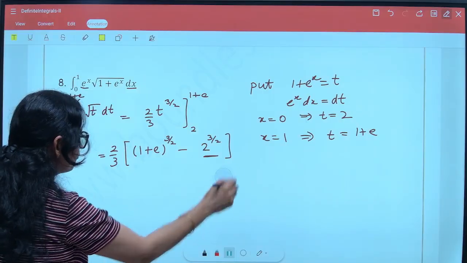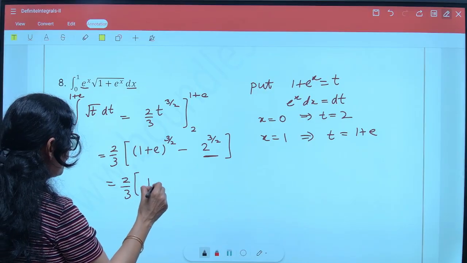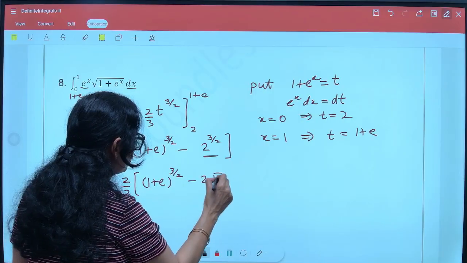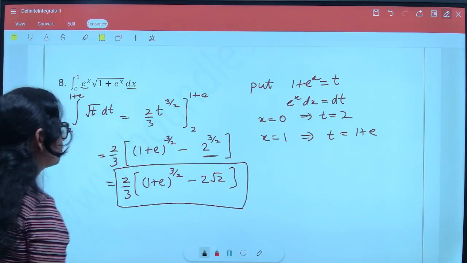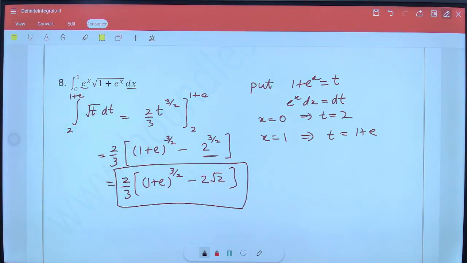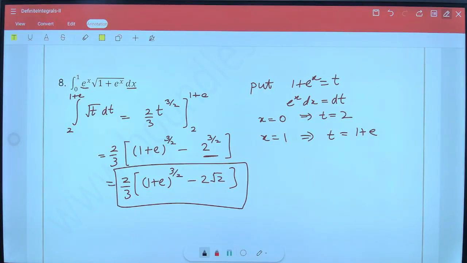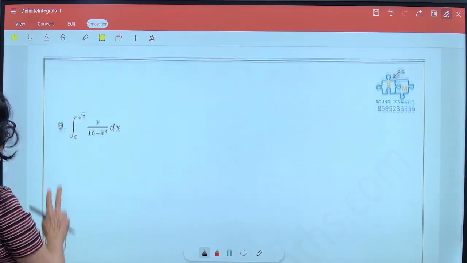So therefore the final answer is 2 by 3. In the brackets we have 1 plus e to the power 3 by 2 minus 2 root 2. That's it. We can't simplify it further. So this is the final answer. So again I am repeating, it's very important if you are using any kind of substitution, please change the lower and upper limits and then evaluate the integrand using the new limits. Right? So let's move to the next question.